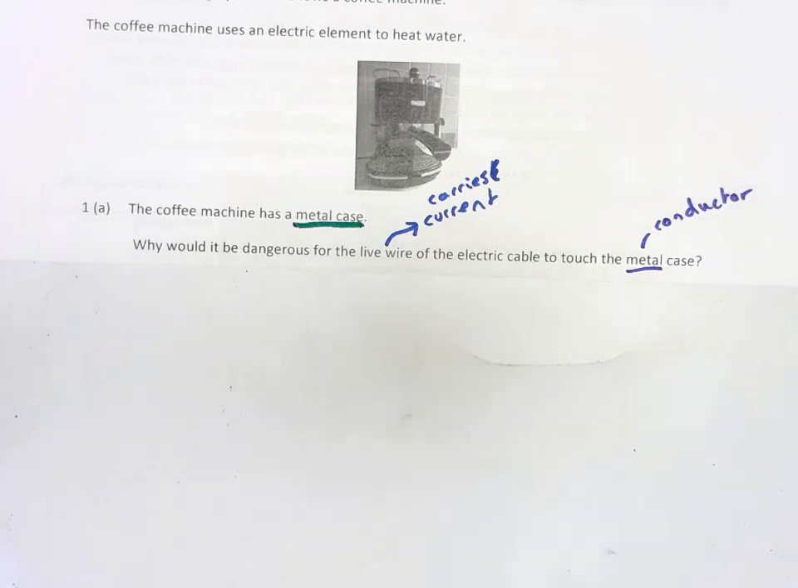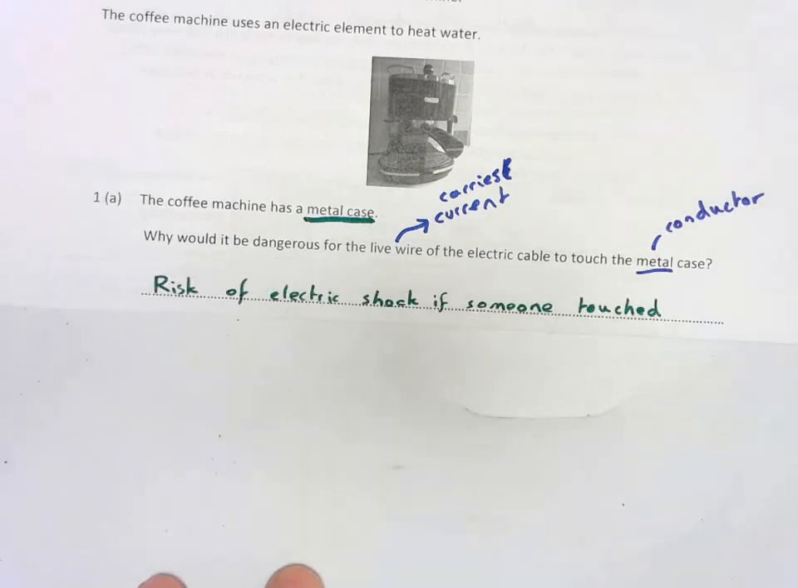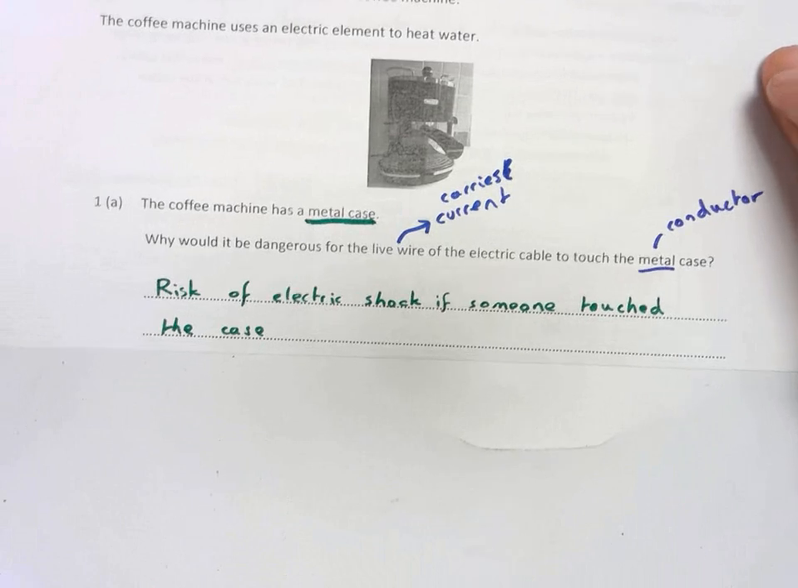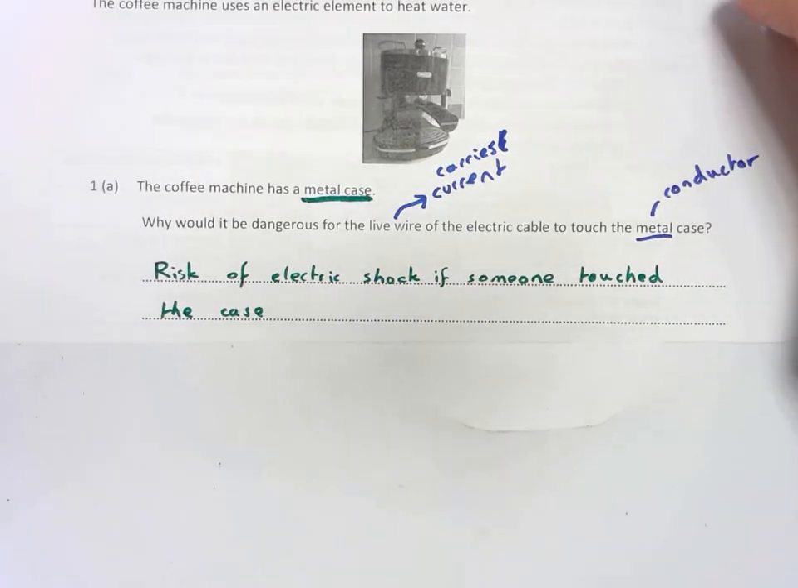What that means is if a person then touches that metal case, which is possible to do because it is the case, that they could complete the circuit and therefore get an electric shock. So what you need to write is there is a risk of an electric shock if somebody touched the case. You could also say electrocution instead of electric shock.